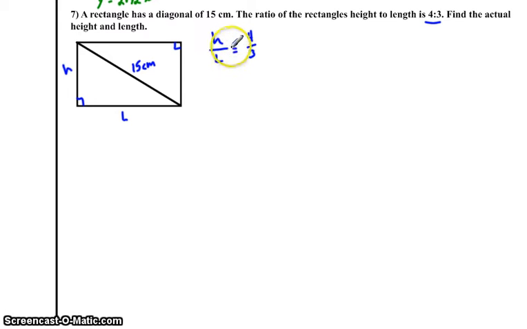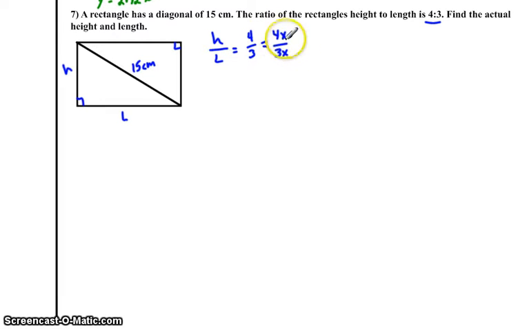For example, the ratio could be 8 to 6. 8 to 6 still has a ratio of 4:3. Or they could be maybe 12 to 9. Again, 12 to 9 also has a ratio of 4:3 if you simplify it. So it could be a bunch of different options. One trick to express two lengths as a ratio is like this. Instead of writing 4 and 3, we will call the height 4x and the length 3x.